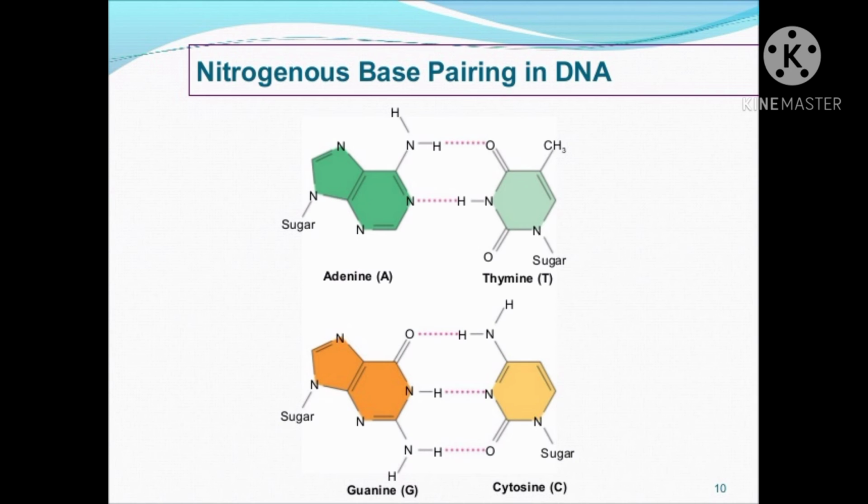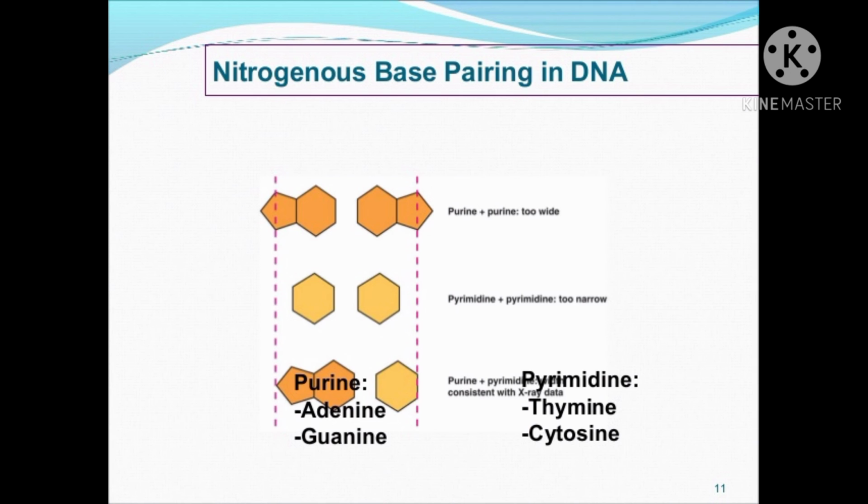Here it's a nitrogenous base pairing, showing how adenine does the pairing with thymine by the help of the hydrogen bond. In the same way, guanine does the base pairing with cytosine by the help of the hydrogen bond. So this picture shows us the nitrogenous base pairing in the DNA between the four basic nucleotides. Here again, this picture shows us the pairing of the nucleotides.